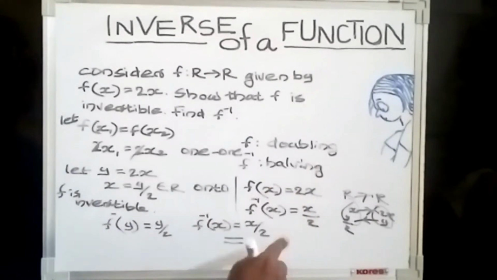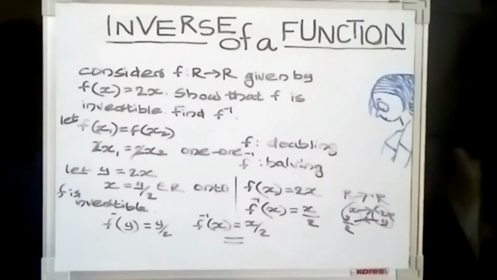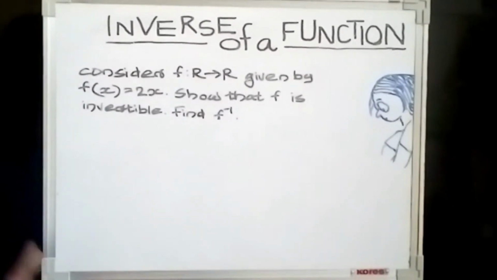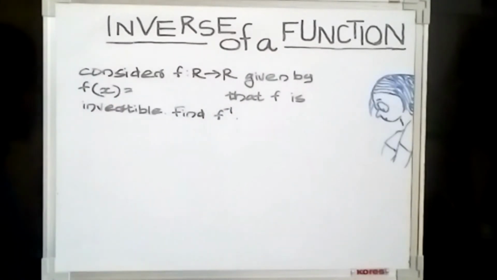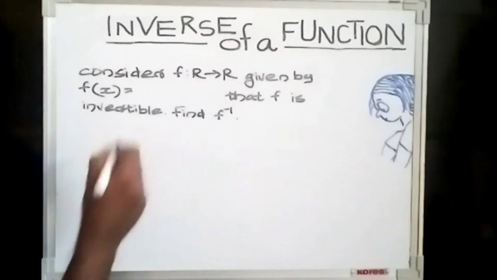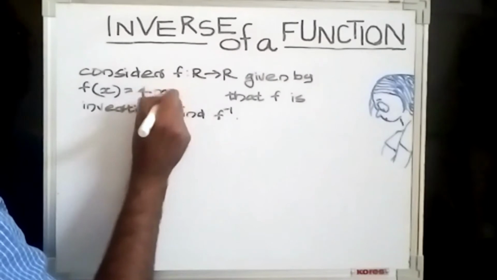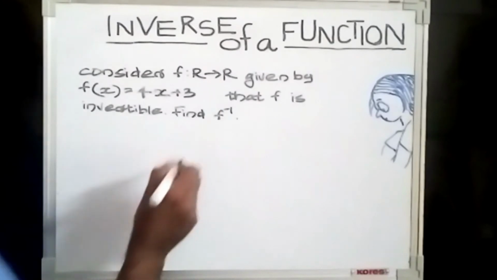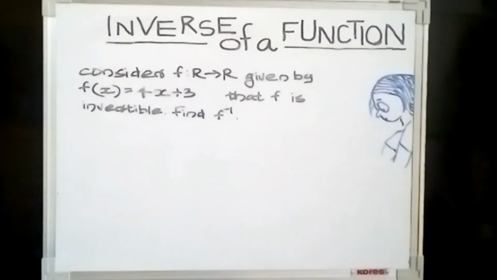It was a simple activity, but we have to write so many steps to prove that the function is invertible. Theoretically, to prove that the function is invertible, we have to write so many steps. And if the question was f of x equal to 4x plus 3 instead of 2x, can you guess the answer?